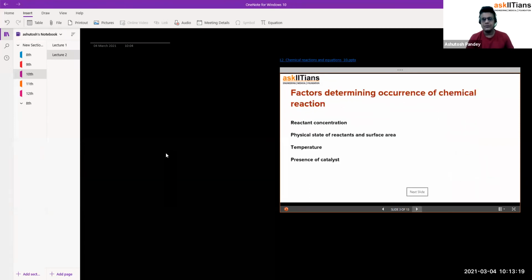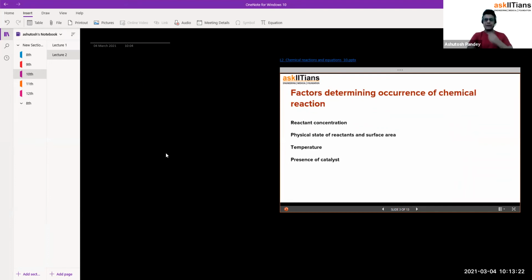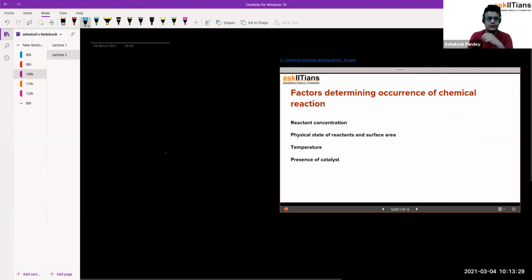Let's start. So the first thing is factors determining occurrence of chemical reaction. As we have already seen, a chemical reaction occurs when two reactants come closer. So if we have a reactant A and reactant B, let's say, then they both combine or interact with each other to form C plus D plus E. Like this we can write the general chemical reaction. Now, since the reaction is going to happen, if let's say there is no A and no B, then there'll be no reaction.